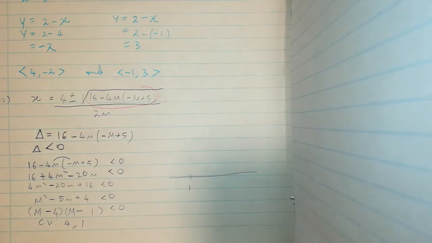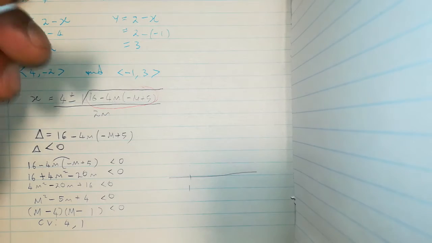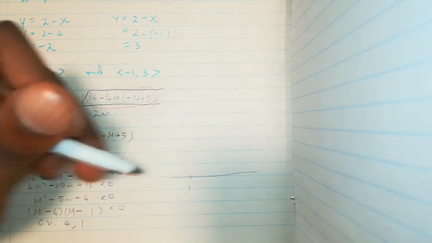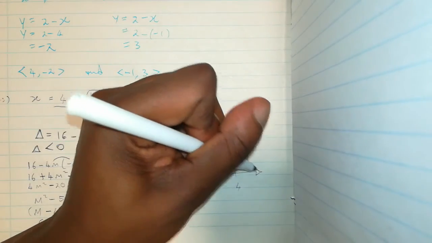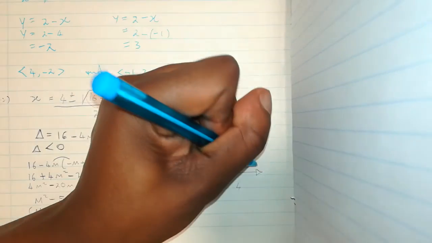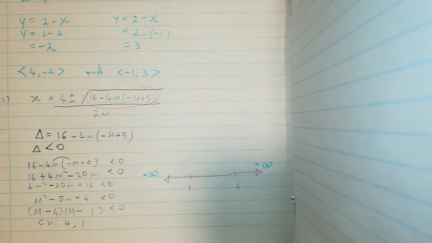You draw this on the number line, just like we did in the previous question, question 1.13. So you put a 1 here and you place a 4 there, as if this is a number line. It's going to negative infinity this side and positive infinity the other side. Then you plug in numbers into this expression, m minus 4 multiplied by m minus 5. You plug in a number that's bigger than 4.